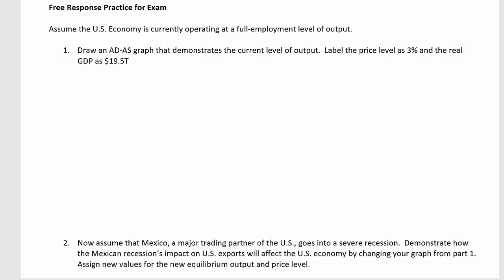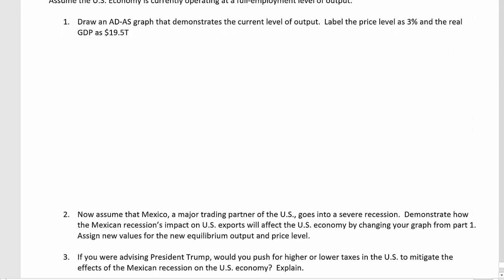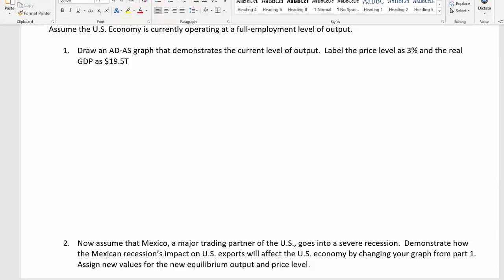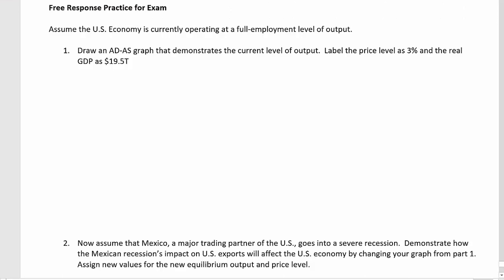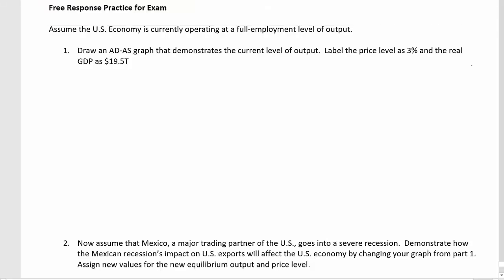Anyway, assume the U.S. economy is currently... Oh, by the way, we are on page 28 of your notes packet, where it says free response practice for exam. It says assume the U.S. economy is currently operating at a full employment level of output. That's important because at this point you should know that on the aggregate demand, aggregate supply graph, full employment output means that all three curves intersect at the same location.